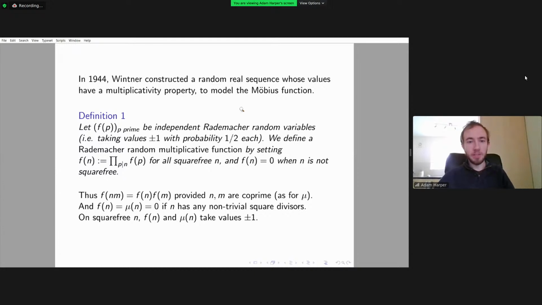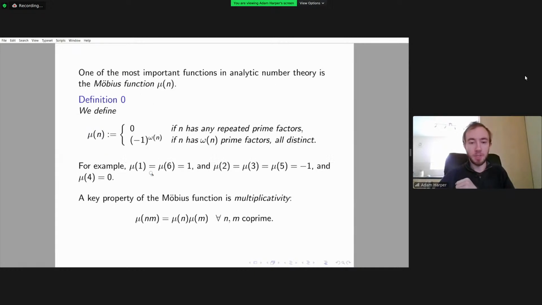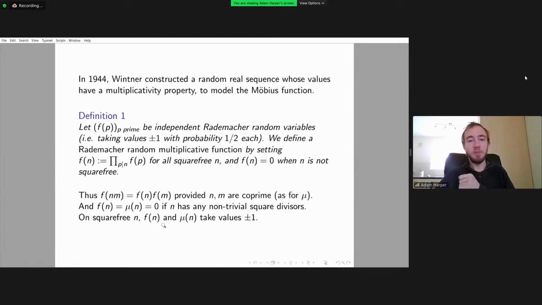Now, in the 40s, Wintner wanted to try to understand how the Mobius function might behave. And to do this, he wanted to introduce a random model for the Mobius function, which would copy some of its important properties. And in particular, he wanted to copy the multiplicativity property that the Mobius function has. So this property here. And this thing that he introduced to do this is now called a Rademacher random multiplicative function. So this is the main topic of this talk. So I want to try to explain how this construction works.